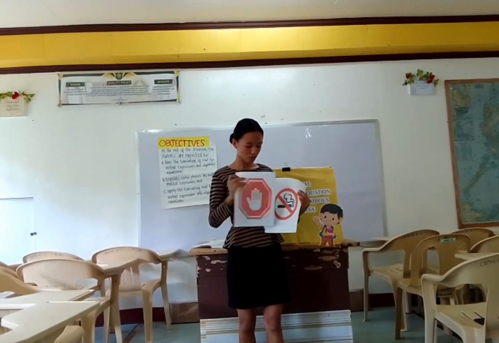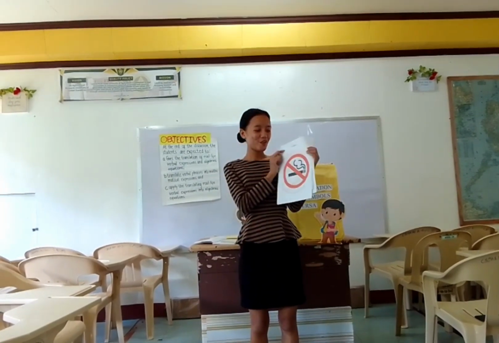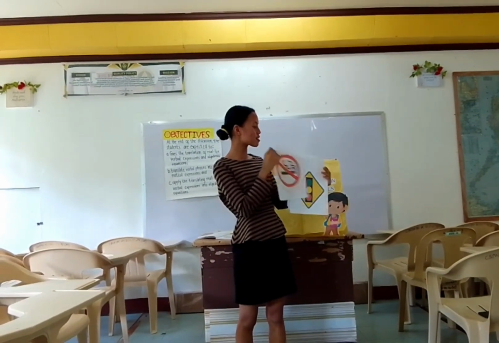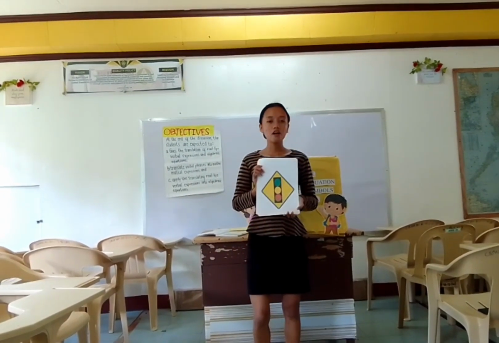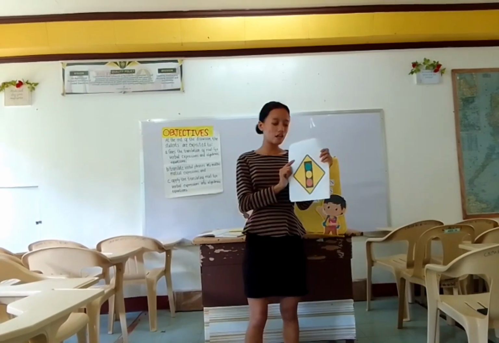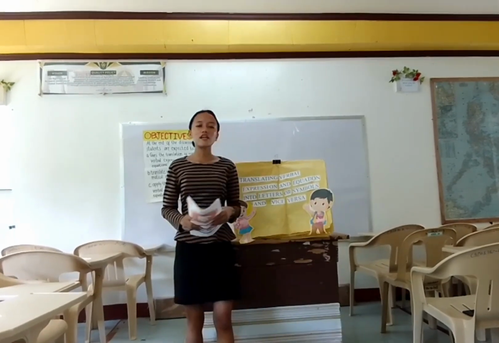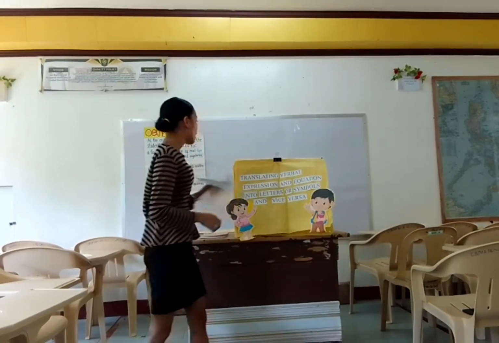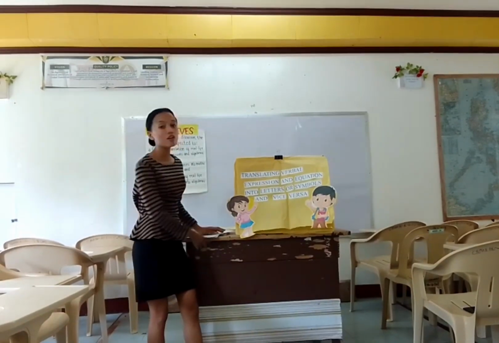Next, who can answer this? Yes, Krisa. Okay, very good. It is a no smoking sign. And the last? Yes, Andrea. Okay, very good. It is a road sign. Based on our activity for today, what do you think is our lesson for today? Anyone from the class? Okay. Our lesson for today is all about translating verbal expression and equation into letters or symbols and vice versa.